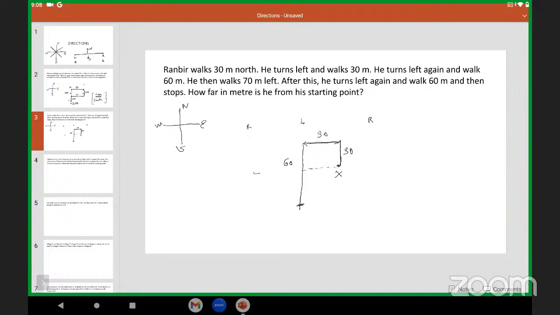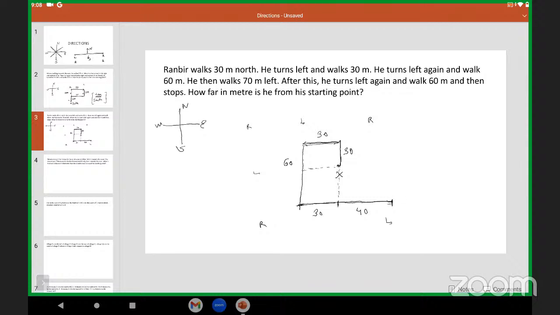Now as he is facing south, this will be right, this will be left. Once you start practicing, the right and left thing becomes very easy to remember. He now walks 70 meters. That means if you look at these parallel lines, this is somewhat 30-30 equivalent. And now he will walk 40 more, considering the parallel lines.